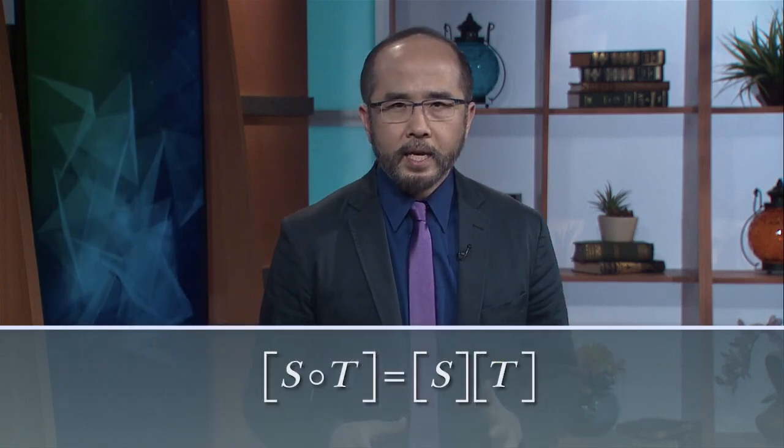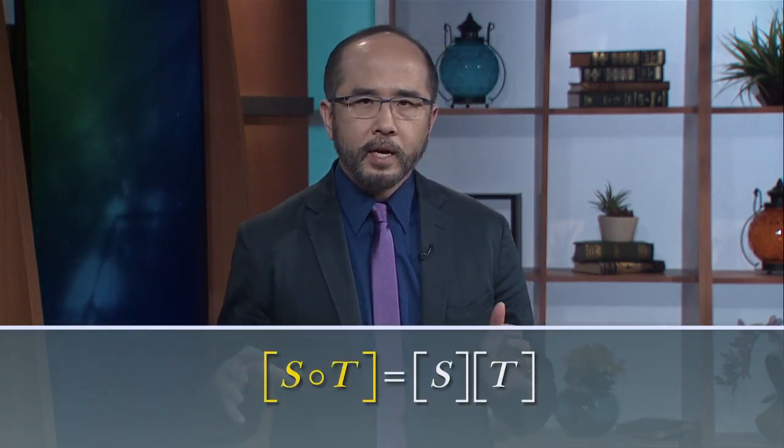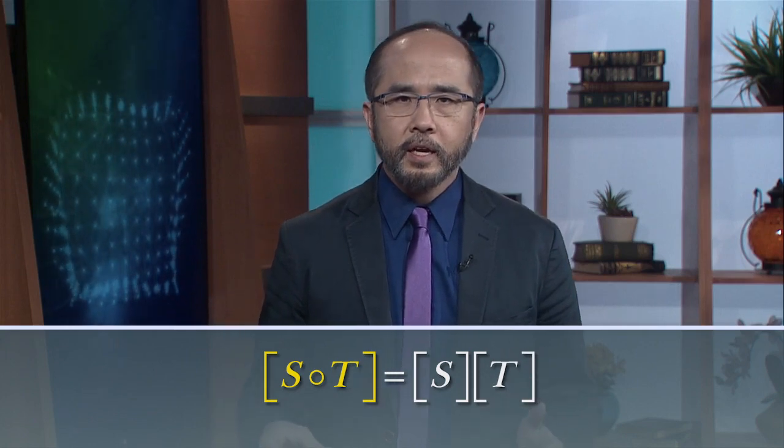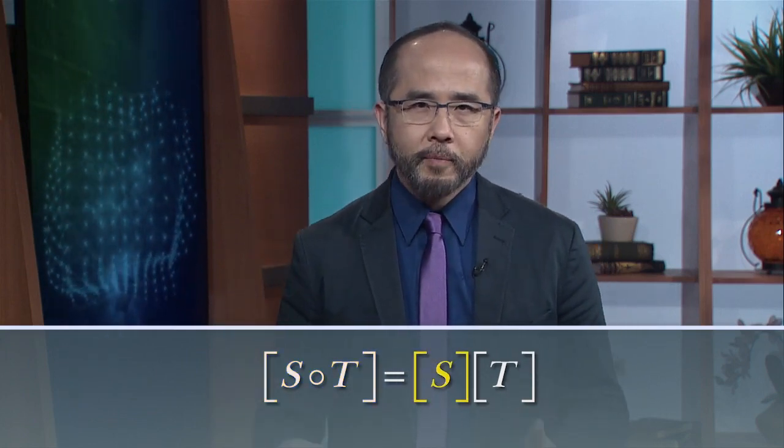So what we are saying is that the matrix that represents a composition of S and T is just the product of the matrix representing S with the matrix representing T. We'll return to this idea later.